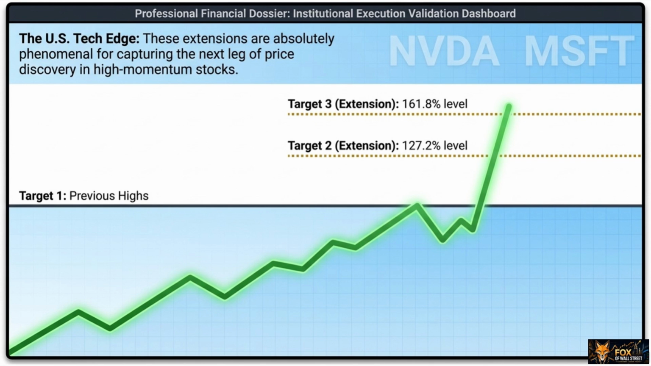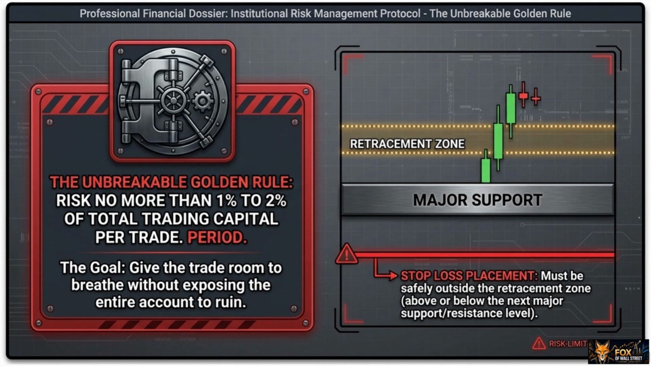In high momentum US stocks like, say, Nvidia or Microsoft, these extensions are absolutely phenomenal for capturing that next leg up in price discovery. Part 5. Risk management. Protect your capital. Listen closely, because this is the unbreakable golden rule. You must risk no more than 1 to 2% of your total trading capital per trade, period.